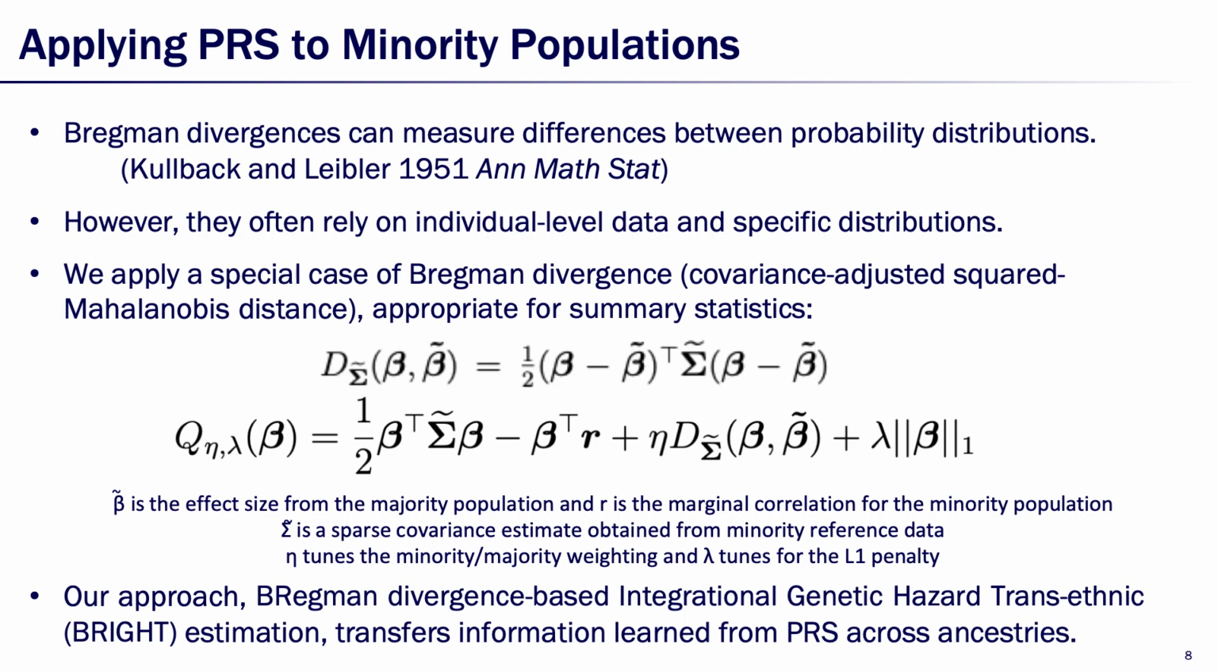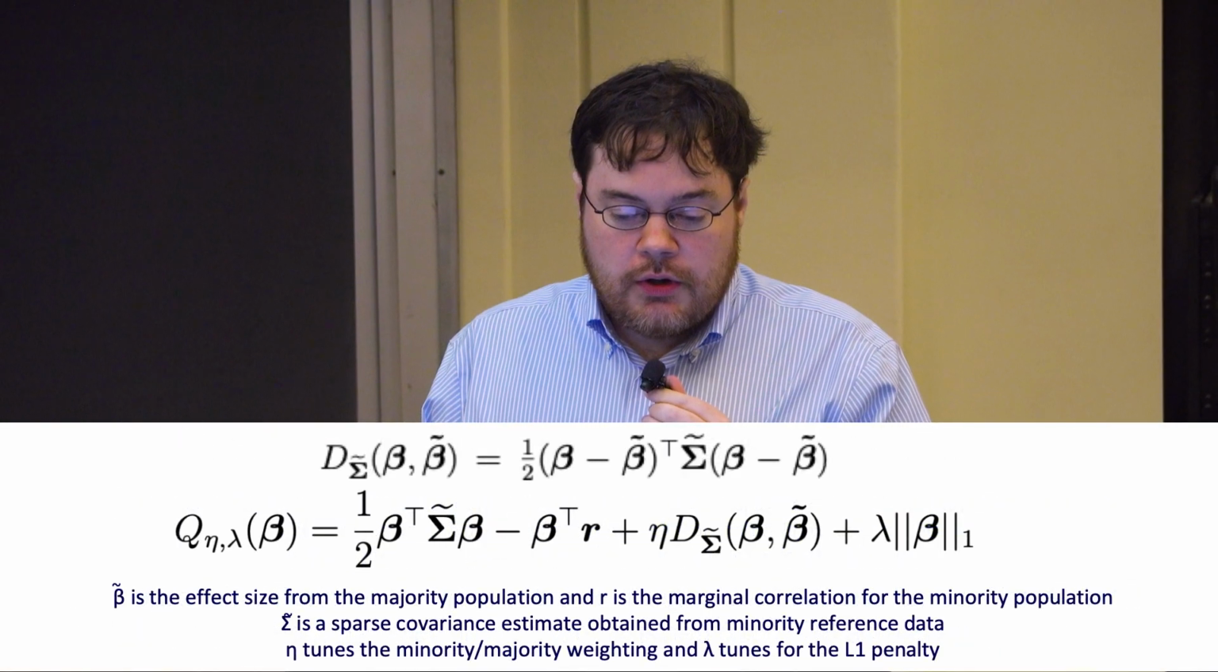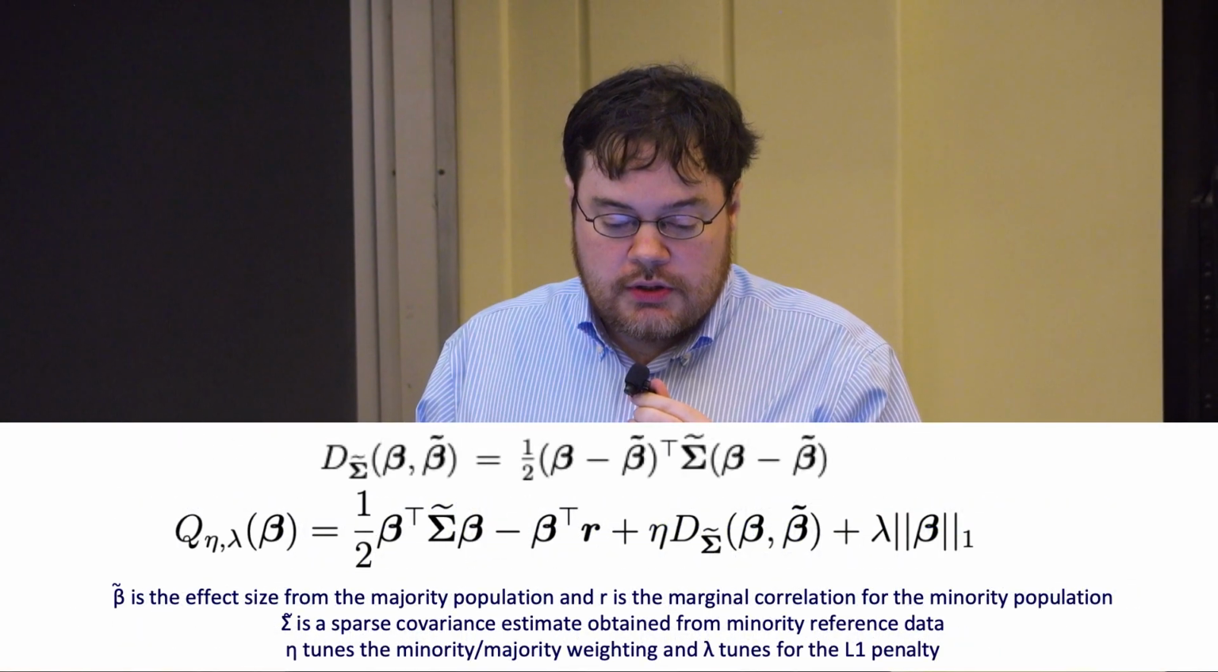Another project we did was to apply the PRS to minority populations. There are techniques called Bregman divergences, which can measure the difference between probability distributions, but they often rely on individual-level data and require specific probability distributions. So we applied a special case of this approach, which is appropriate for summary statistics.